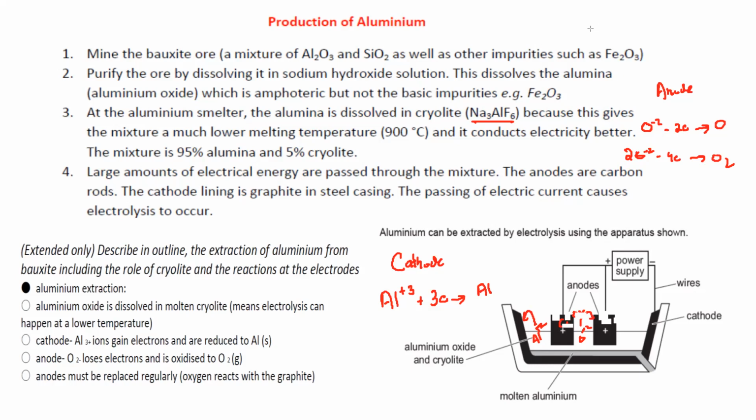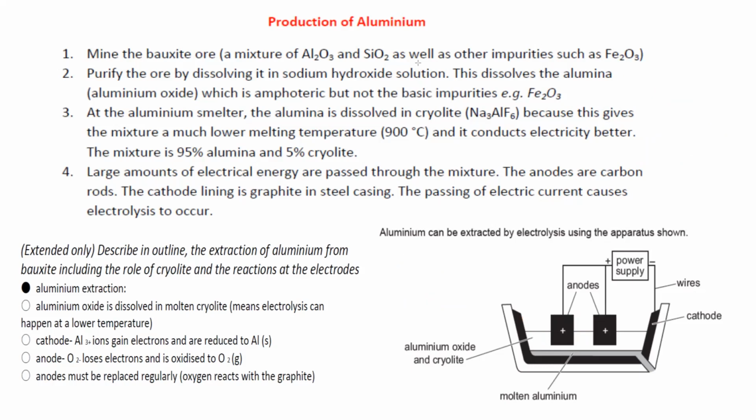So the steps which are important here, the points which are important. Number one, how we extract the aluminium. First, aluminium oxide is dissolved in molten cryolite, which lowers the melting point. Then aluminium ions gain electrons at the cathode and are reduced to aluminium atoms. Oxide ions lose electrons, or are oxidized, to oxygen gas. And the anode must be replaced regularly. Why? Because the oxygen reacts with the graphite, or we can also say oxygen reacts with carbon, due to the high temperature. So this is how we separate aluminium from oxygen.